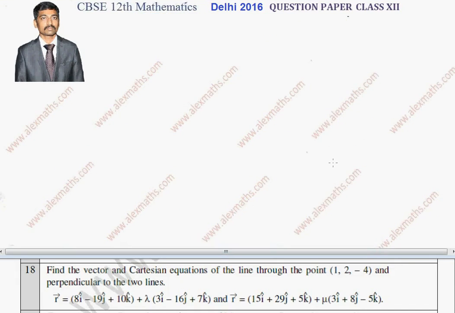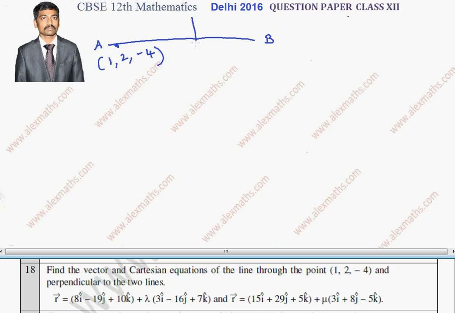Question number 18. Find the vector and Cartesian equation of the line through the given point 1 comma 2 comma minus 4 and perpendicular to the two lines. So we'll draw a small diagram. What is given in the question is we have to find the equation of a line. I'll take this line as AB, and they have given that it is passing through 1 comma 2 comma minus 4. So I'll take this point A as 1 comma 2 comma minus 4.